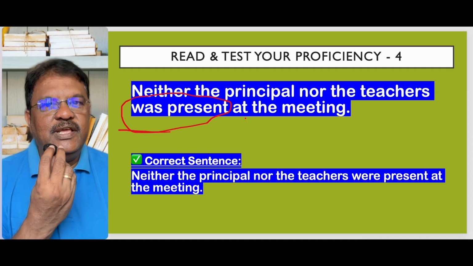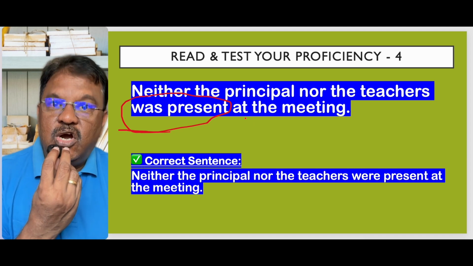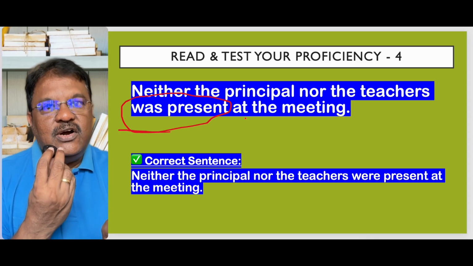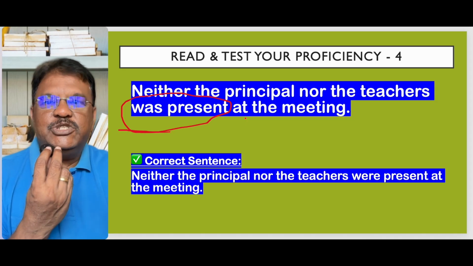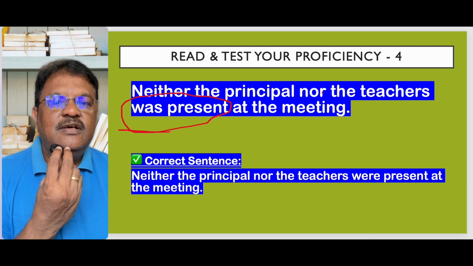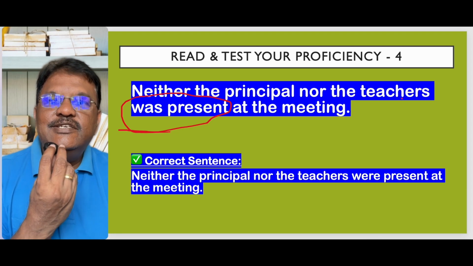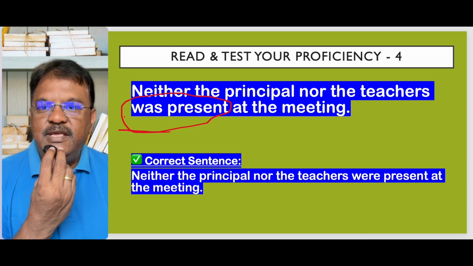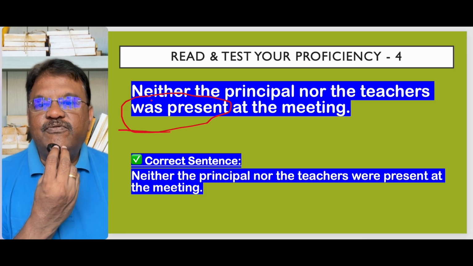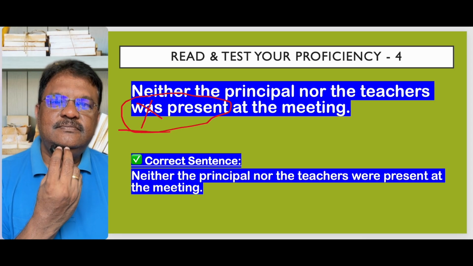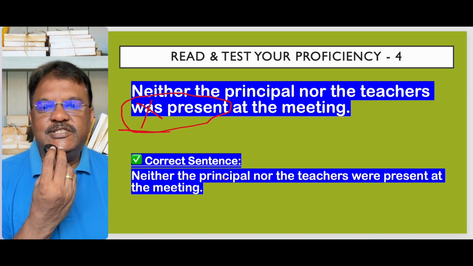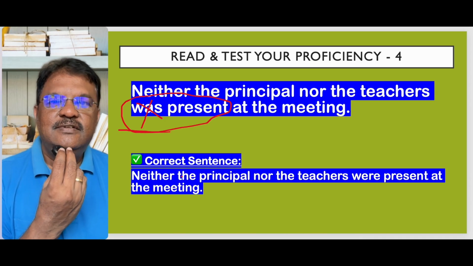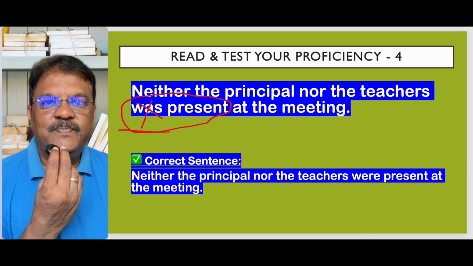So what you have to see is the subject after the word nor, not the subject after the word neither. Got it? The subject after the word nor, singular or plural. That's what you should check. Now, after the word nor, the subject is the teachers. The teachers is a plural subject, so the verb should also be plural. The auxiliary verb should be a plural auxiliary verb. So the use of was is wrong, my dear friends. So what should be the right verb? Look at the correct sentence now. Neither the principal nor the teachers were present at the meeting. This is the right sentence. Got it?